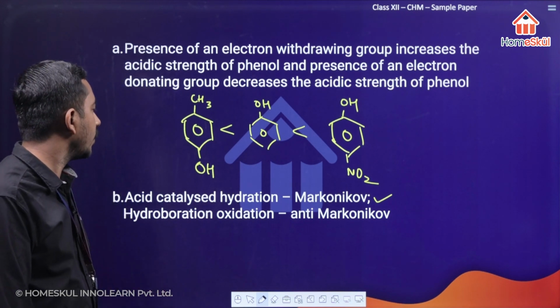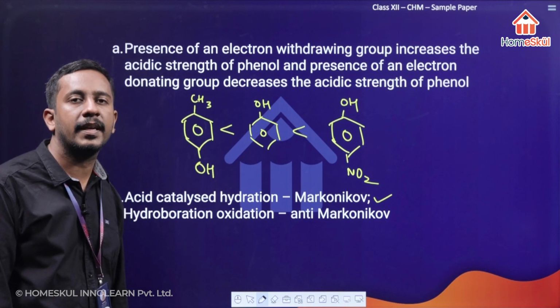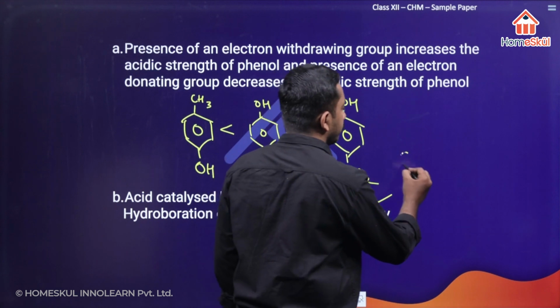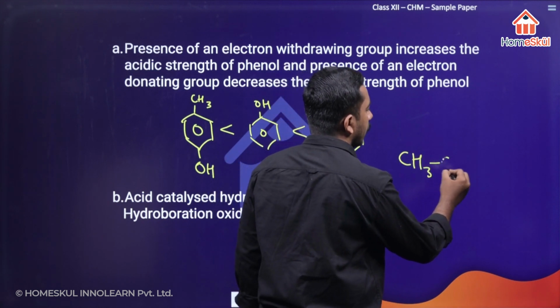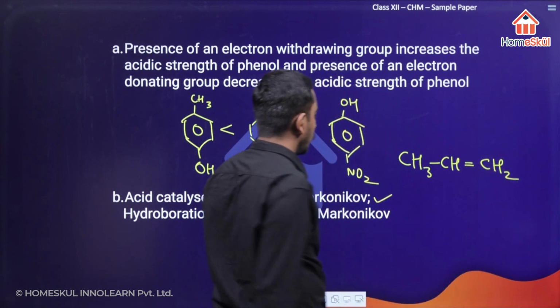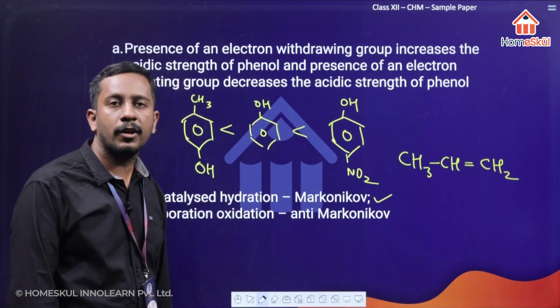And if you want an anti-Markovnikov product, we will have to do hydroboration oxidation. That means we will be obtaining the anti-Markovnikov product. That means if you start with CH3, CH double bond, CH2. Now, if you do an acid catalyzed hydration, we will be obtaining the Markovnikov product.